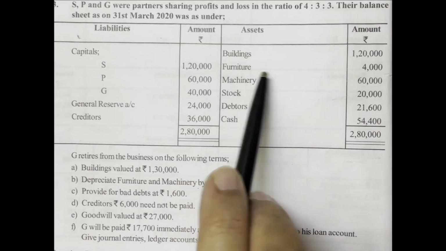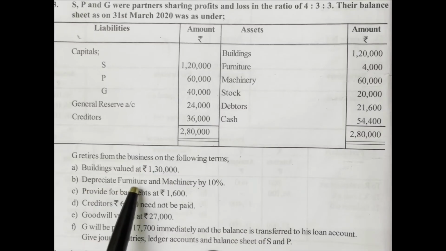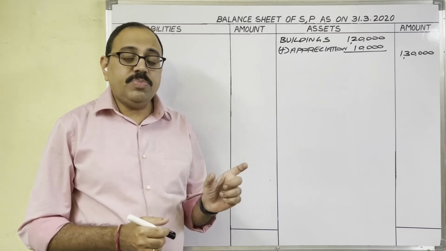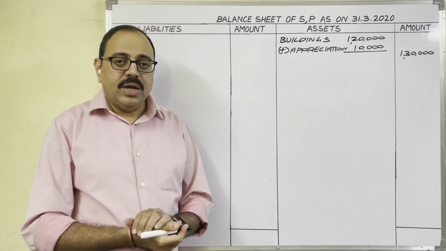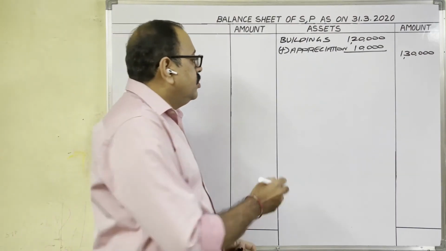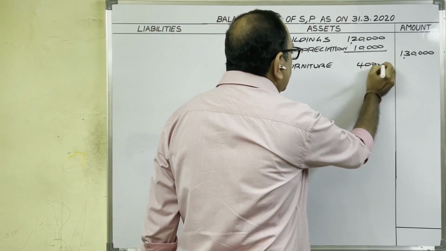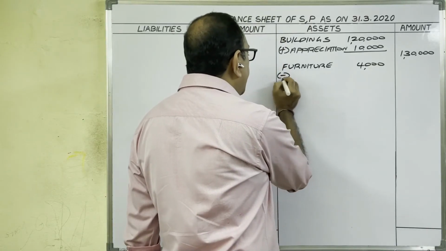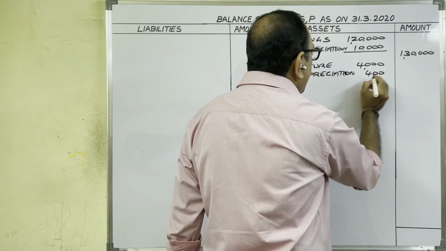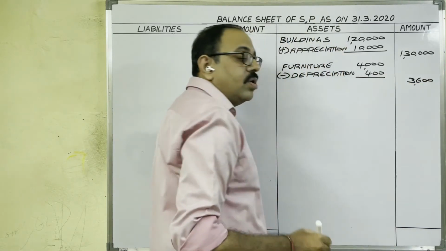Next, furniture 4,000 rupees. In adjustments, depreciate furniture by 10%. Furniture cost price is 4,000 rupees and 10% depreciation we should provide 400. Furniture in the inner column, cost price, depreciation minus. In the revaluation account we calculated 400, market value 3,600 in the outer column.